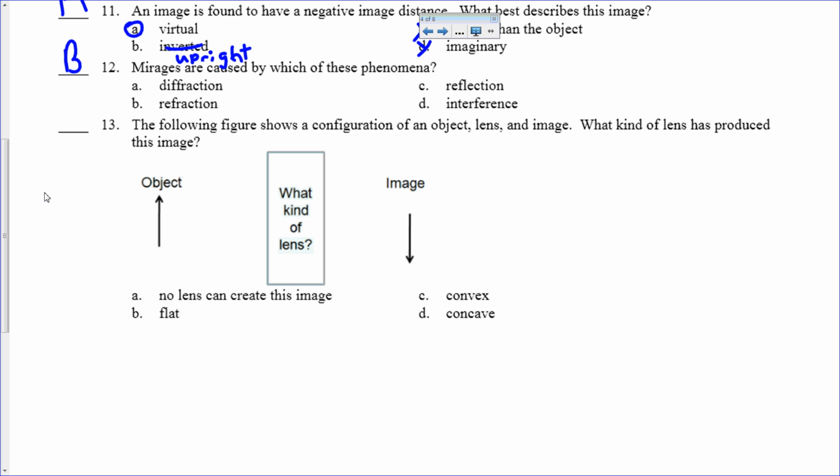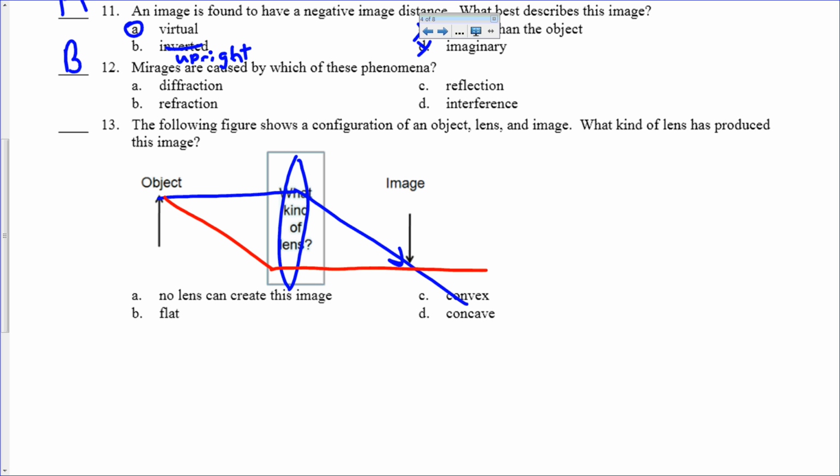Oh, sorry, yeah, so this is a lens that is a convex lens. If I imagine my rays coming through here, parallel to the axis, through the focal point, parallel to the axis. Right, that is a convex lens. Concave lens cannot form an image like that. So that is C.